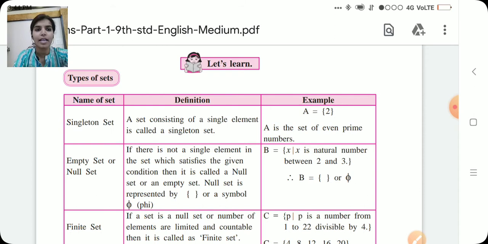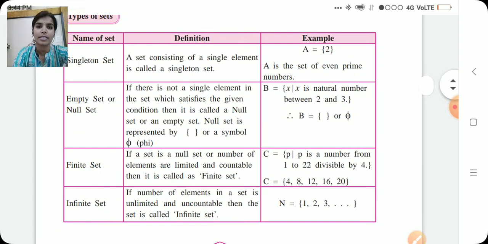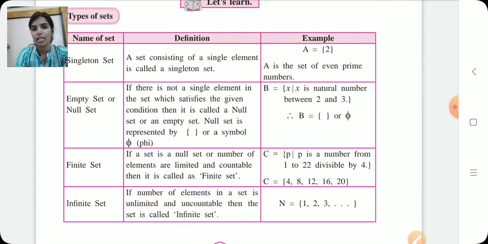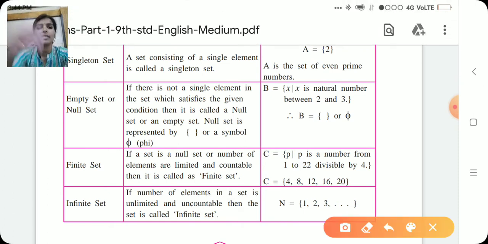Then the next set is the empty set or null set. If there is not a single element in the set which satisfies the given condition, then it is called a null set or empty set. That means no element is available in our set, so we call it an empty set. We denote it by the symbol phi.